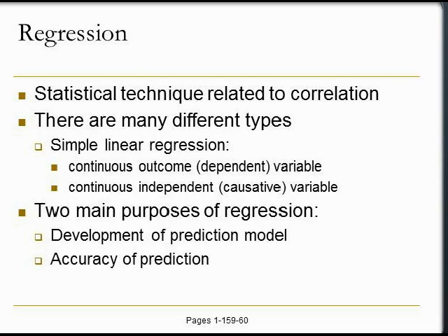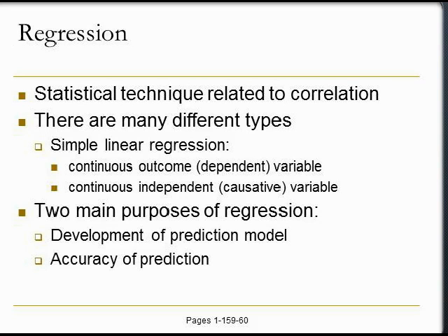Okay, back to regression. Regression analysis is a technique that's related to correlation. There are lots of different types. We're going to talk about simple linear regression, in which we have a continuous outcome or dependent variable, and a continuous independent or causative variable. And there are two purposes for regression. One is to develop a prediction model, and two is to assess the accuracy of that prediction model.